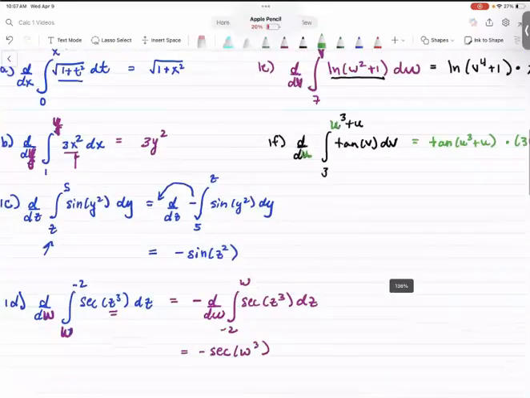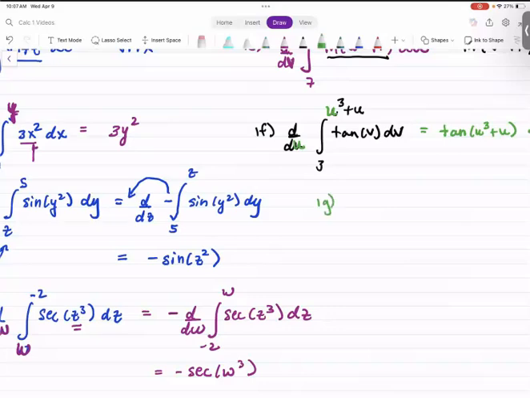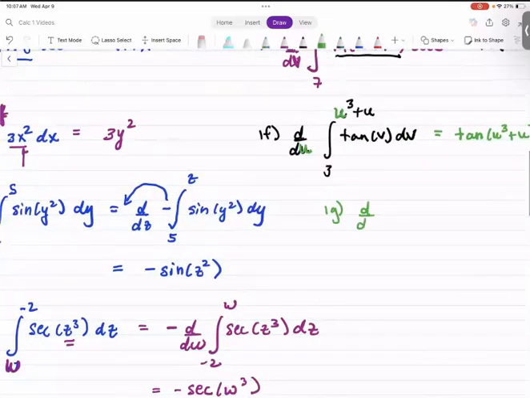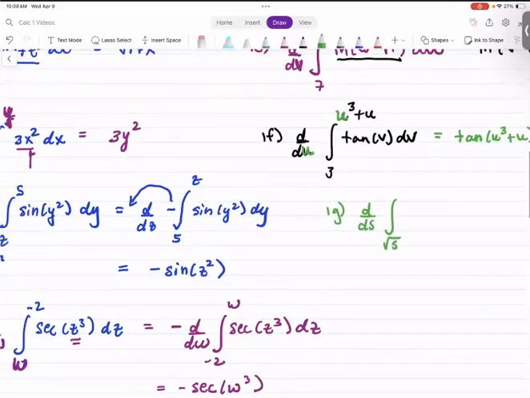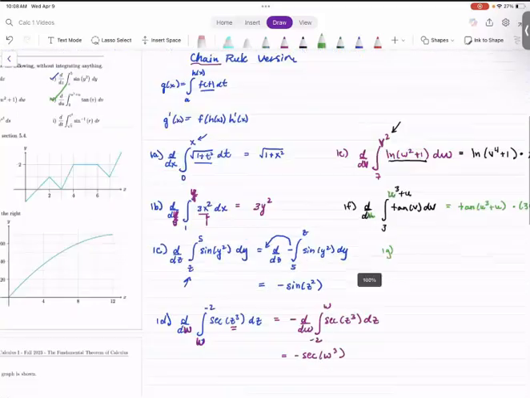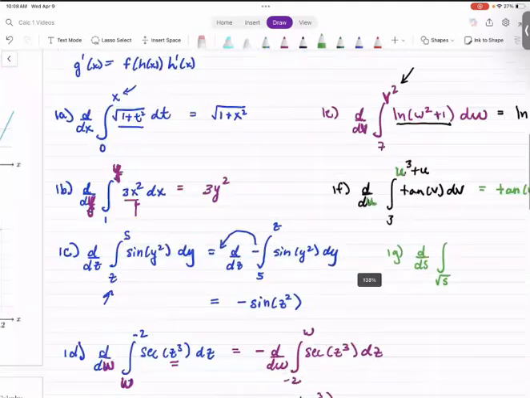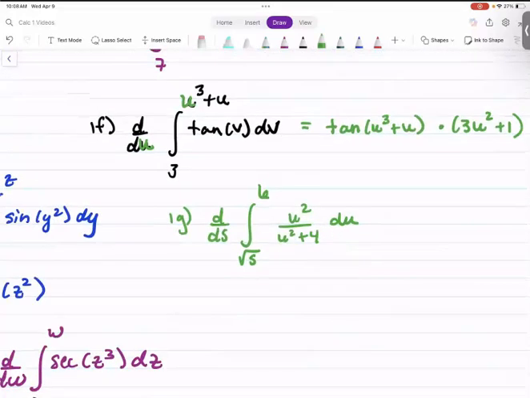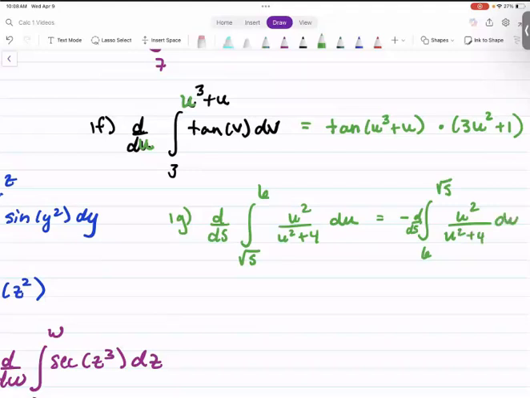So 1g, I guess it was, d/ds of the integral from the square root of s up to 6 of u squared over u squared plus 4 du. So step 1, we want to flip it so it's a up to our variable. So this is equal to the negative of d/ds of the integral from 6 up to the square root of s of u squared over u squared plus 4 du.